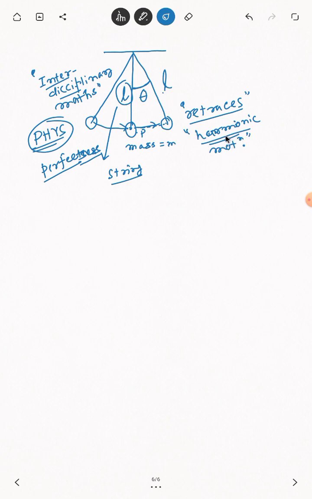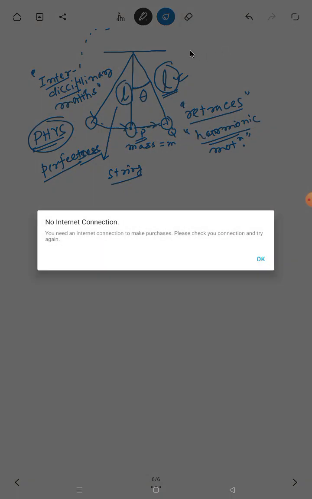So whenever we have a particle like this P hanging with the help of a string of length L, then the position of that particle, though it is changing, ultimately can describe an imaginary circle like this.